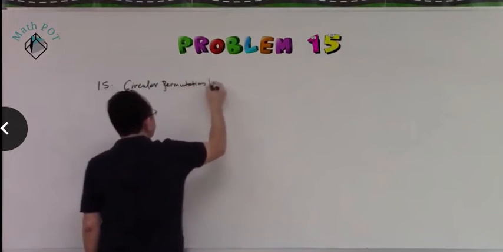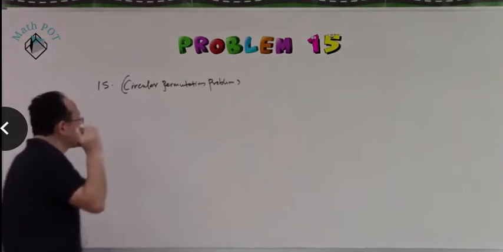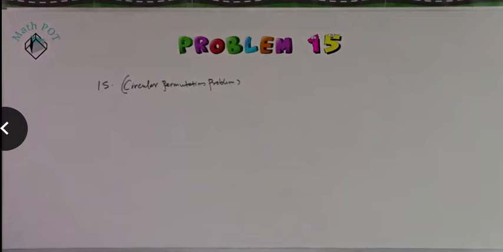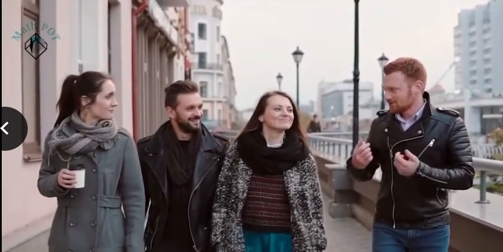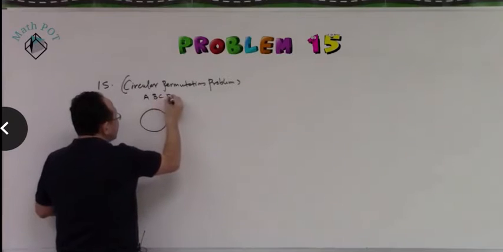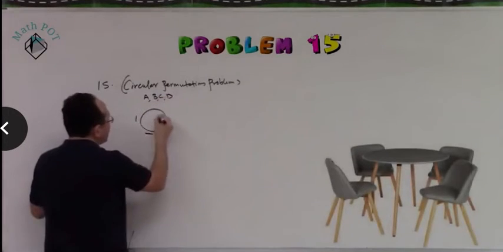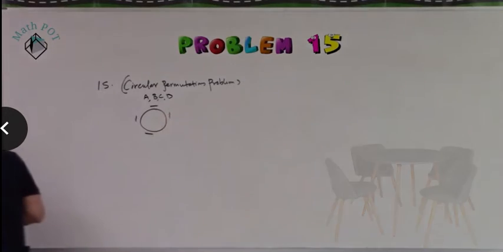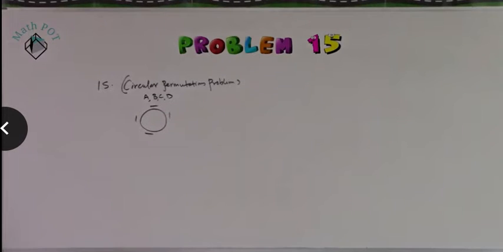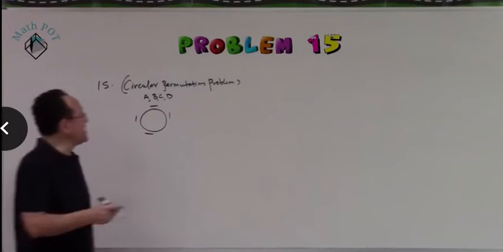Circular permutation problem. Definitely you need to understand the difference between circular permutation and a standard permutation. Problem C: we have 4 people sitting around a table. Let's call them A, B, C, and D. So we have 4 chairs. The problem is trying to figure out how many ways those 4 people can be seated around a table. So the first answer is for the standard permutation problem.